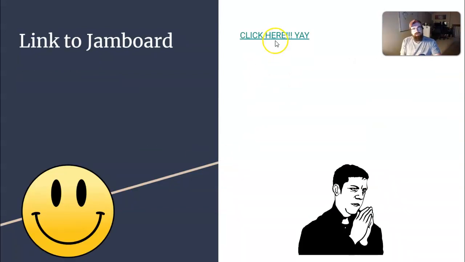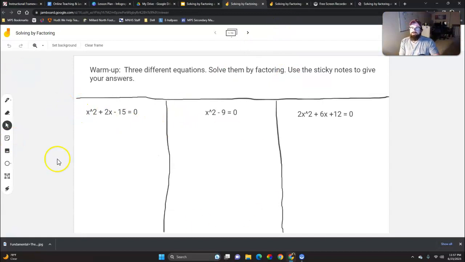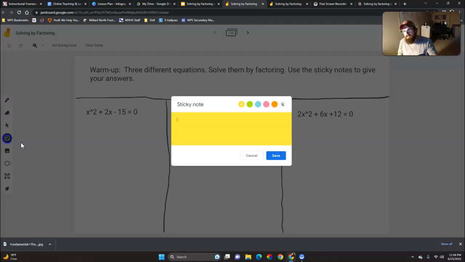So moving quickly here, we're going to a Jamboard, and this will be where most of the lesson takes place. We're going to do warm-ups here, and the students will see three different equations. Solve them by factoring. They will grab their notebook, which should be in front of them, or some other kind of writing device, paper or whatever. They'll do all their work on there, and then they will go to the sticky notes, which are right here.